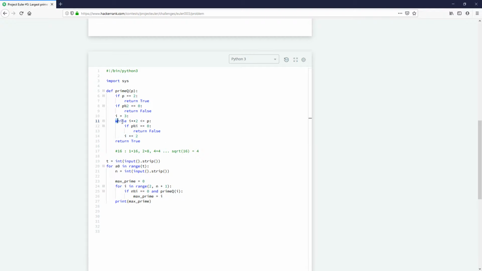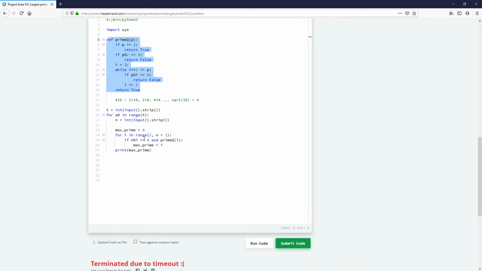So simply by checking only up to the square root, we've reduced the amount of computation by an exponential amount, and by checking only the odd numbers, we have now reduced it by half. So this primality test itself is already much faster, but we can do better.